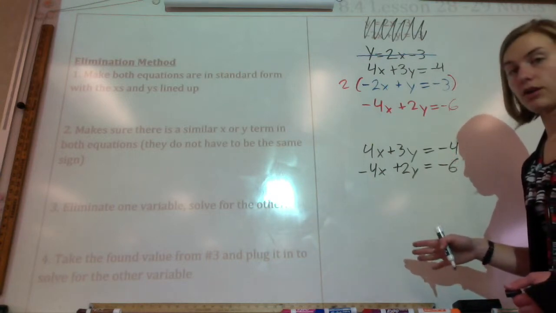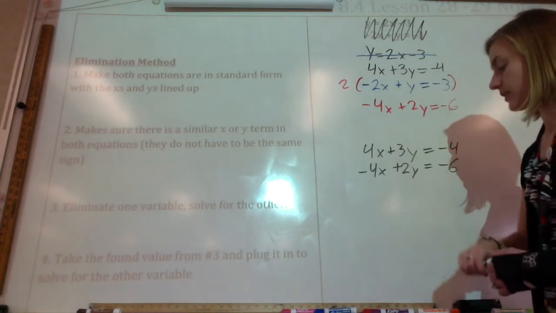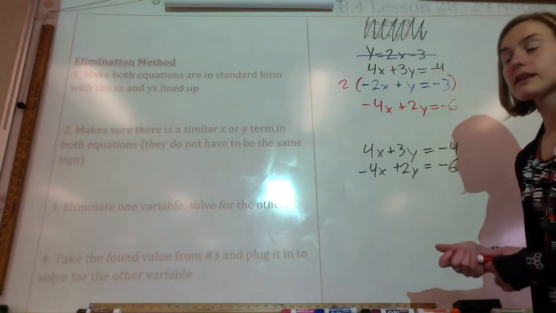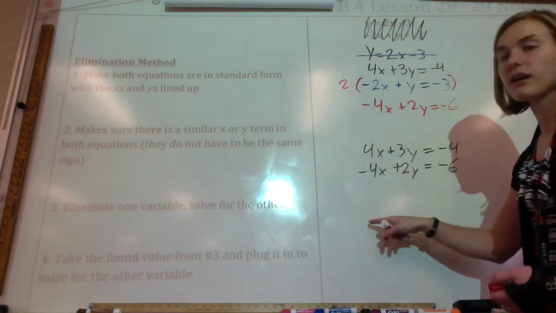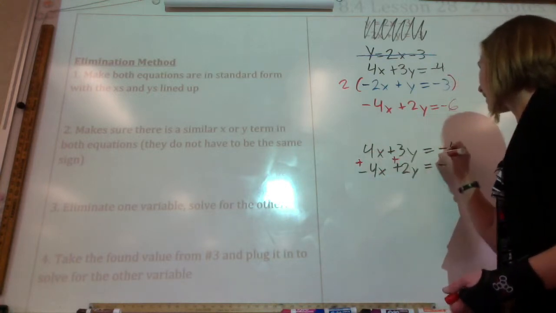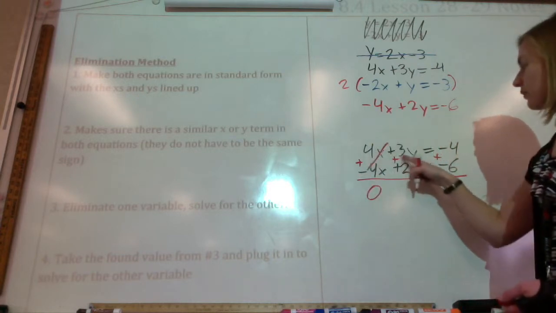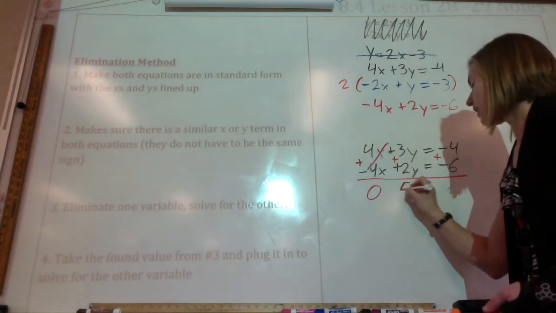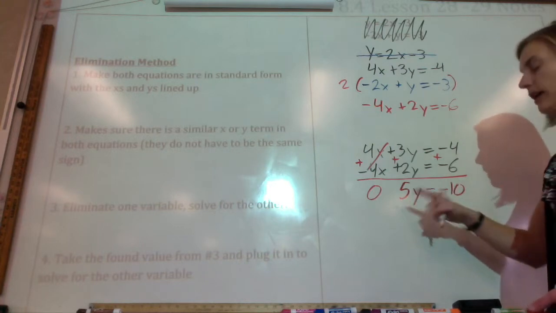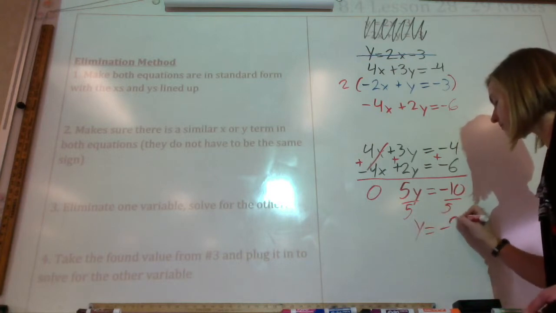Step 3: eliminate one of the variables and solve for the other. This time we have them with different signs. Our 4x's have different signs. Last time, since they were the same sign, we eliminated them by subtracting. This time, since they're different signs, if I want them to go to 0, I just need to add them together. So I'm going to add everything. 4x minus 4x gives us 0, so those go away. 3y plus 2y gives us 5y. And negative 4 plus negative 6 gives us negative 10. So now I just divide both sides by 5, and I get that y equals negative 2.